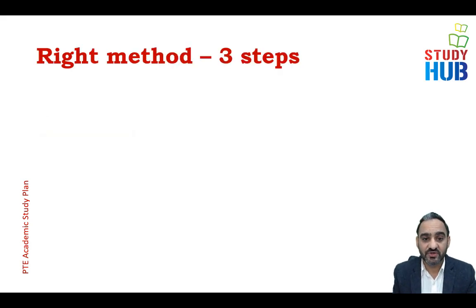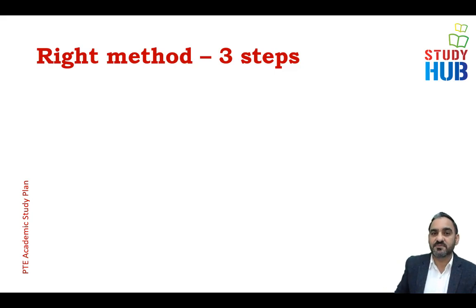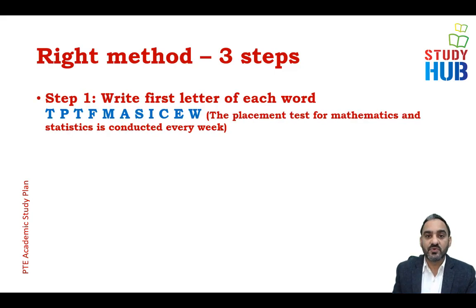Right, the method. Let's call it a 3-step method. It's a very popular method, but it does not work for some people because they miss the steps in this particular question. So I'm going to talk about that very important step that is very commonly missed in this particular strategy. Step 1, you are starting with writing the first letter of each word. As soon as you hear the sentence, take your pen and paper and write down the first letter of each word.